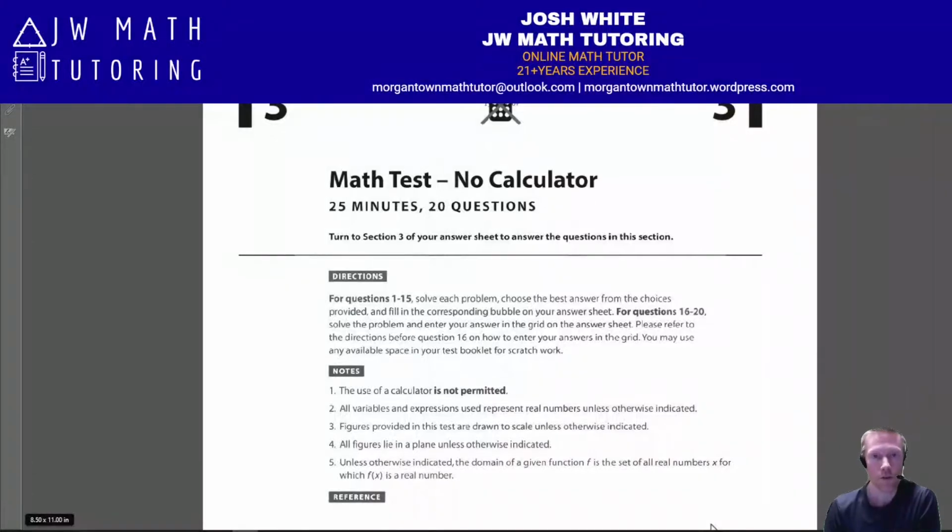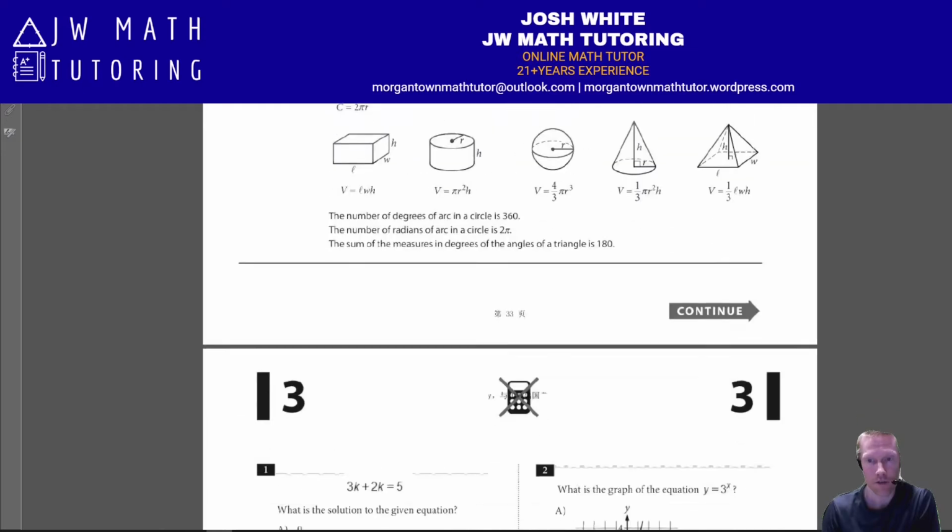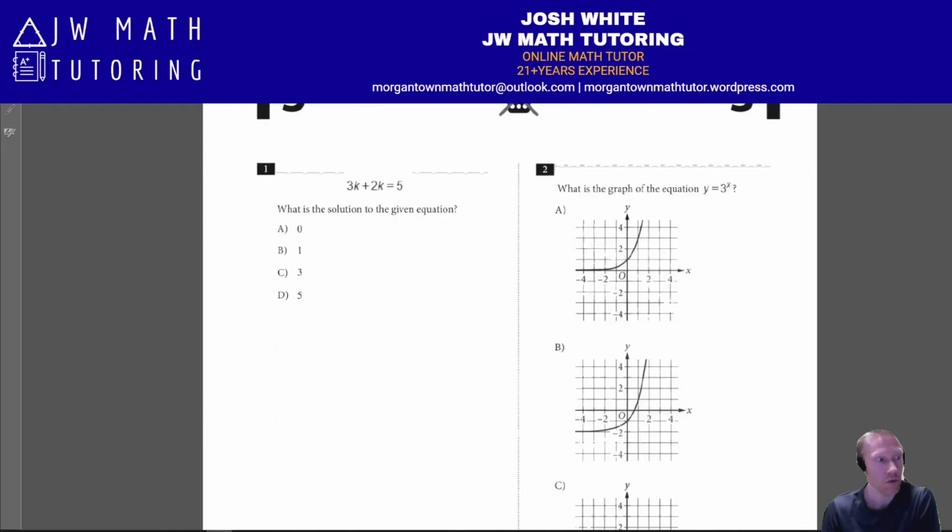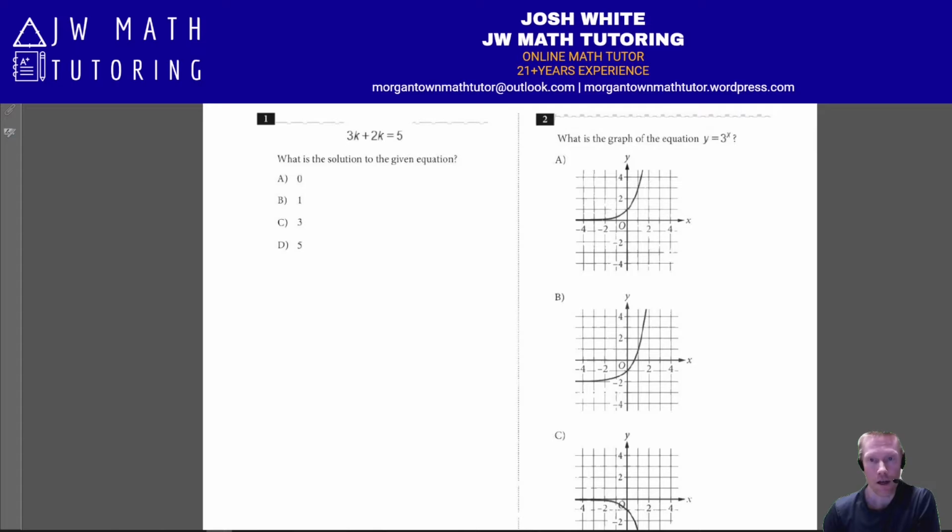All right, so let's go ahead and get started with the SAT QAS from October 2021. This is section 3, the no calculator section. So go ahead and just scroll down here. Start with problem number 1.